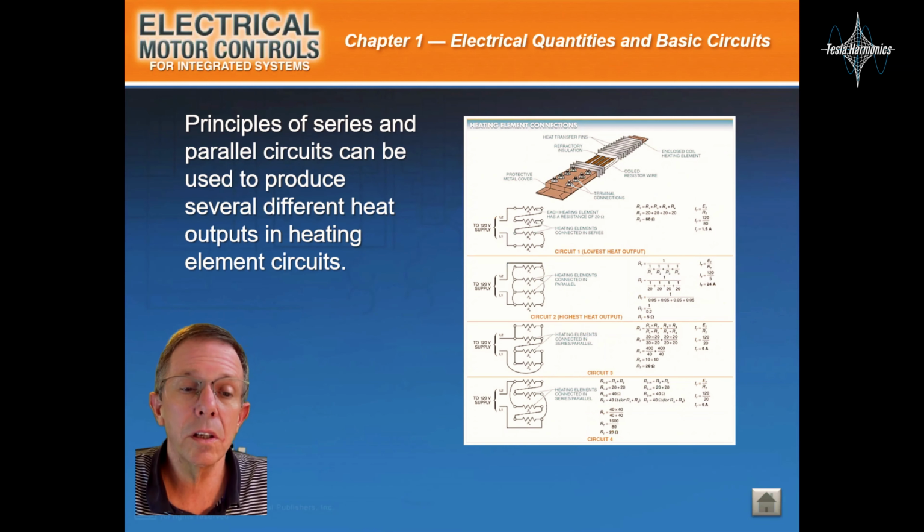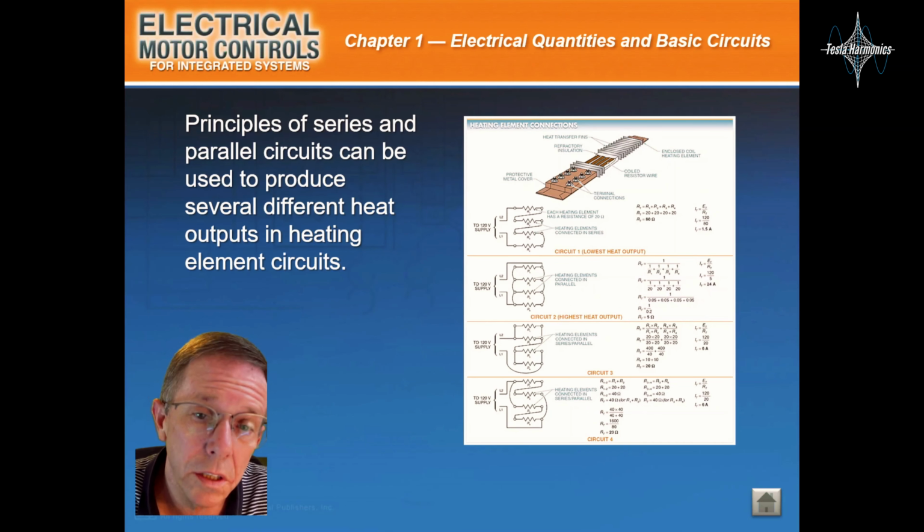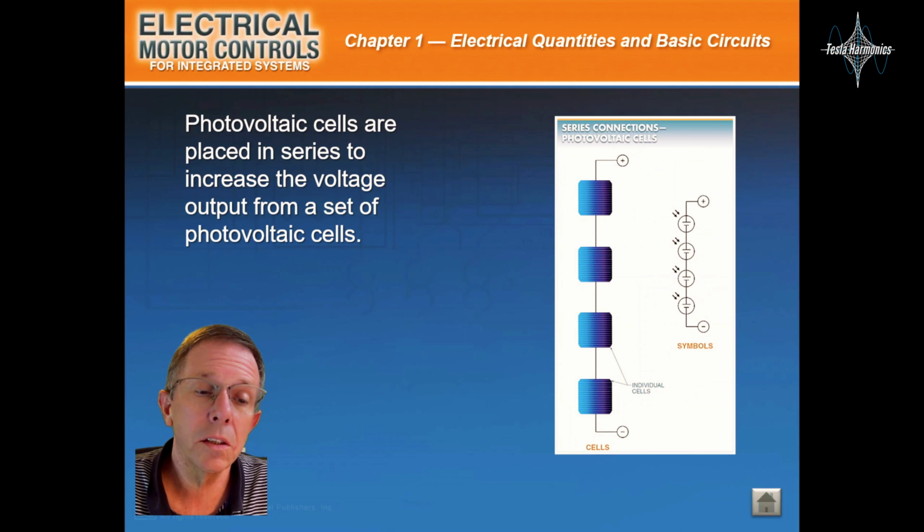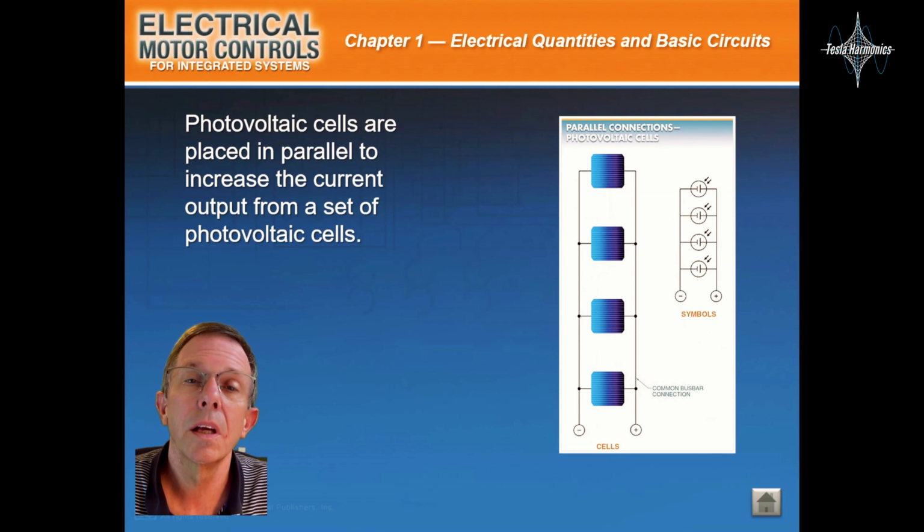Principles of series and parallel circuits can be used to produce several different heat outputs in heating element circuits. Photovoltaic cells are placed in series to increase the voltage output from a set of photovoltaic cells. Photovoltaic cells are placed in parallel to increase the current output from a set of photovoltaic cells.